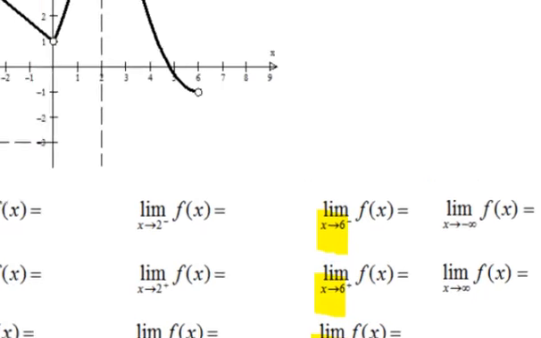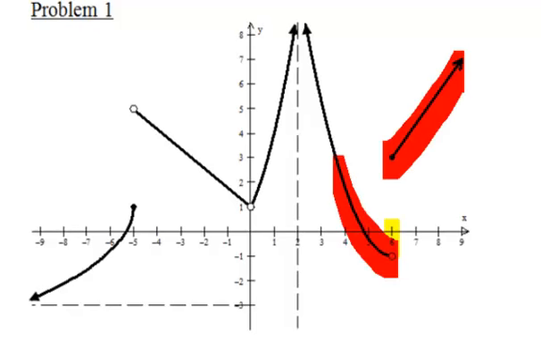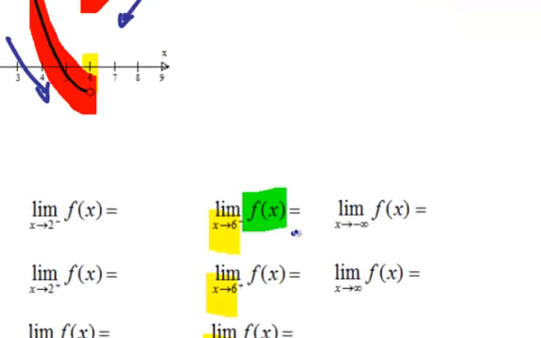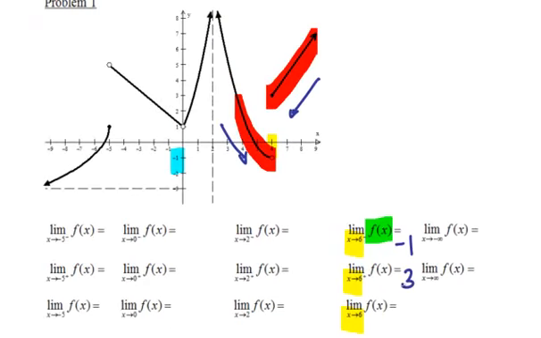Next, x goes to 6. Again, looking at left and right, and whether they match or not. Well, x equals 6 is here, and you notice again that there are 2 lines. One coming from the left and one coming from the right. So if the question asks 6 from the left, I'm looking at this line right here. And again, I want to know what the y value is. Well, the y value at the left is equal to -1. From the right, it's a little bit different, it is 3. So the left and the right do not match. That means the limit as x goes to 6 does not exist.